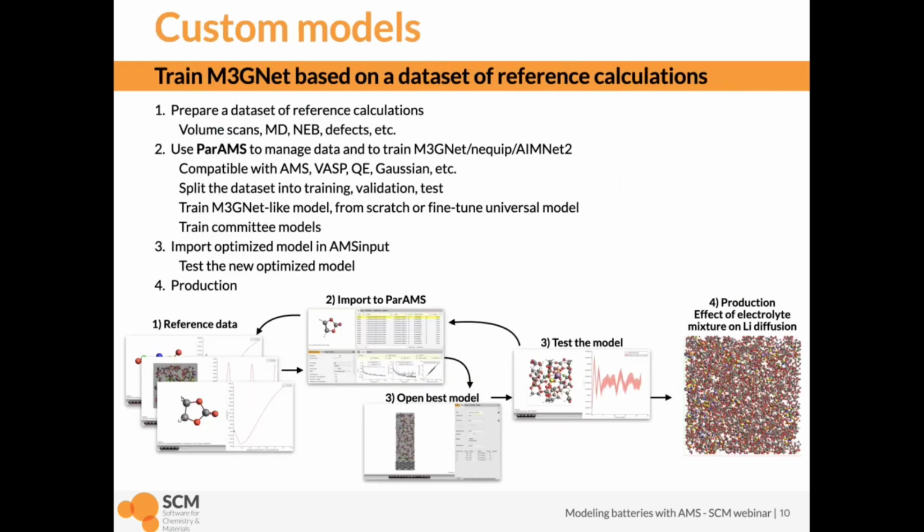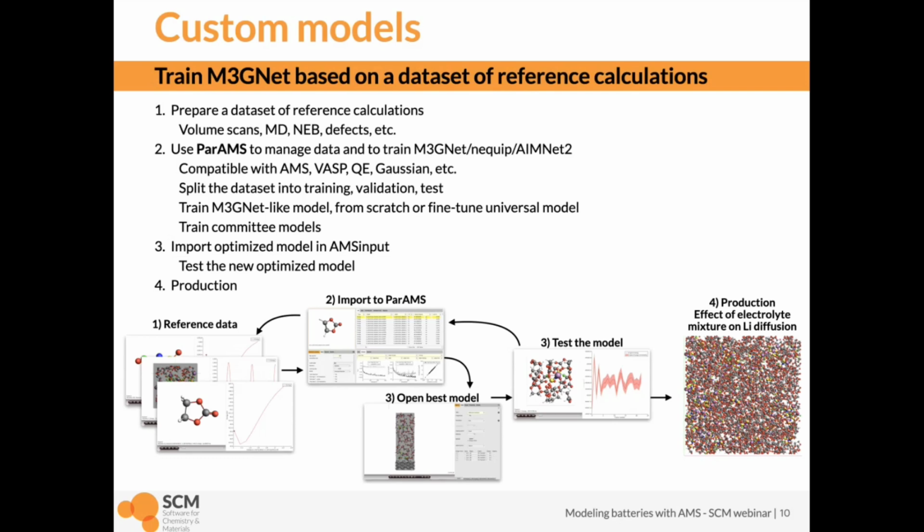Here I can just show an example related to batteries. If you're interested in looking at the lithium diffusion in a mixture of electrolytes, so ethylene carbonate, for instance, and PF6, you might be interested in looking into the variation of the diffusion constant as a function of the concentration or the temperature, right? So how would you proceed? The first way of fine-tuning or making a better model would be to make a big data set and then just train a model.